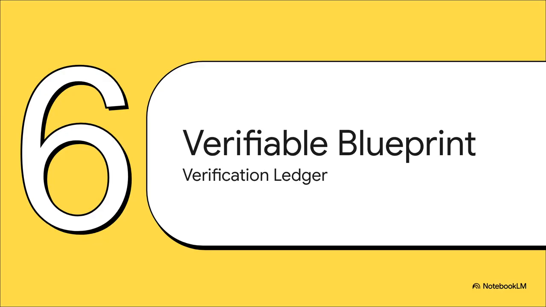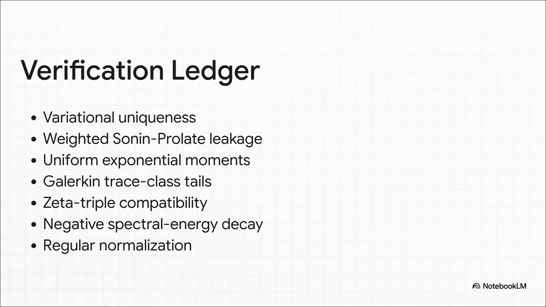Which brings us to our final part, Section 6, a verifiable proof blueprint, the ledger. This right here is the verification ledger. What Ye does is separate what is unconditionally proven in the finite realm from the infinite limiting assertions. For the infinite passage, Ye lays out this incredibly concrete step-by-step checklist of 7 specific estimates, from variational uniqueness down to regular normalization. Listen, this isn't just academic hand-waving, it is a highly specific list of analytical tasks left for the mathematical community to actually verify in standard Hilbert and Sobolev spaces.